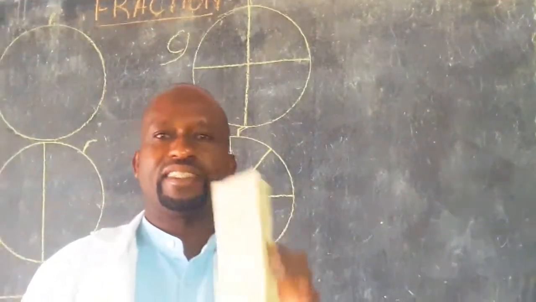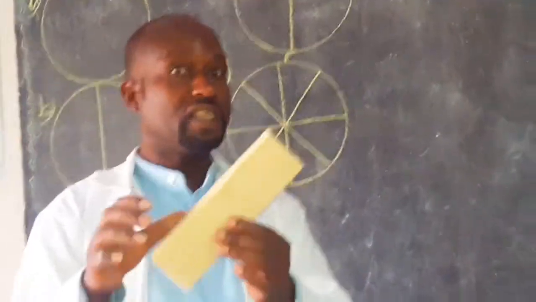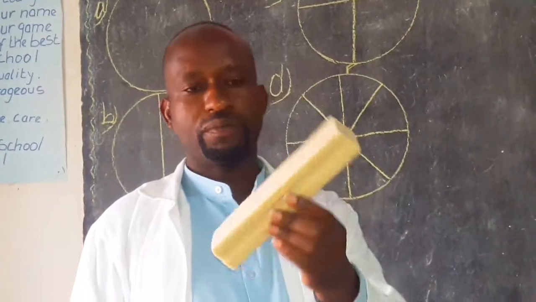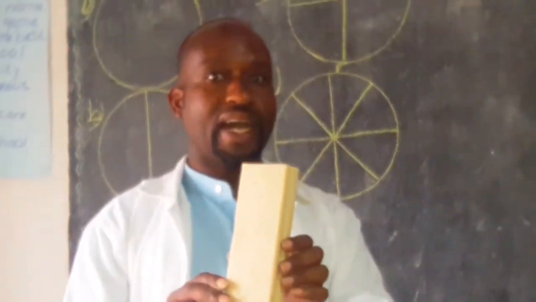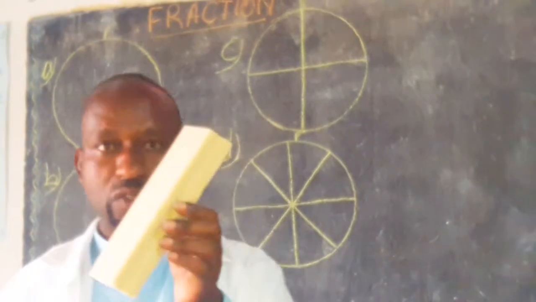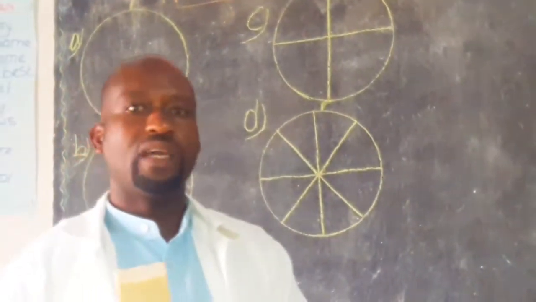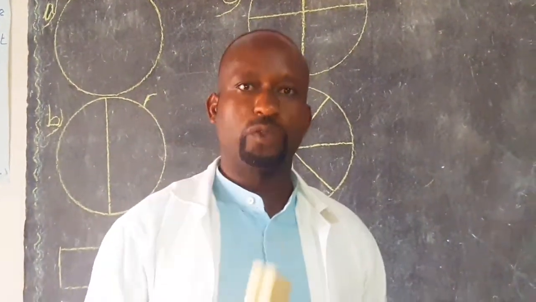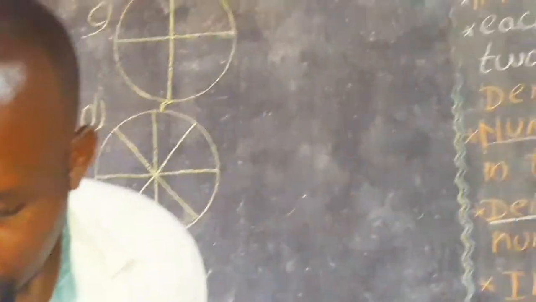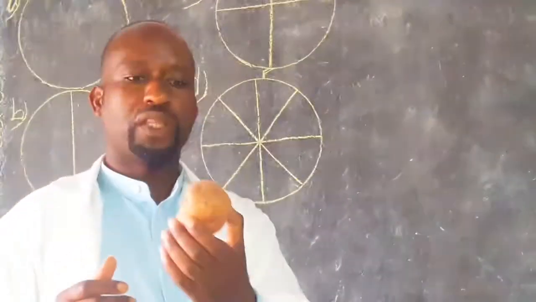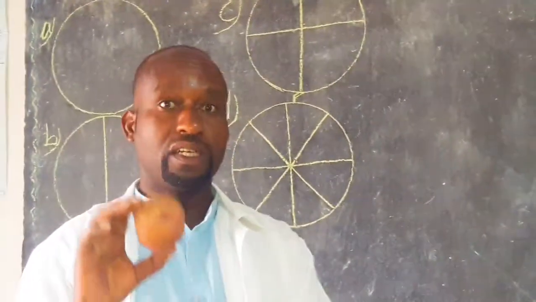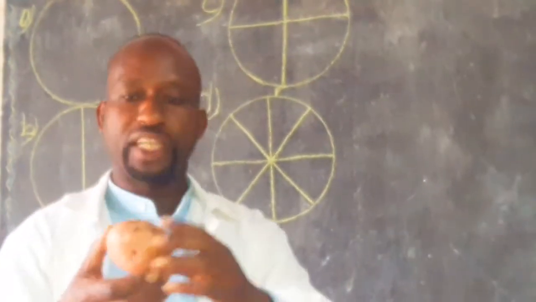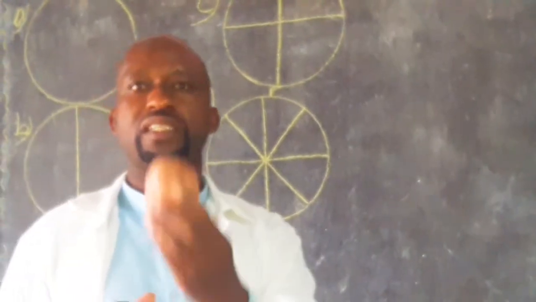Look here again. What am I having in my hands? This is a soap. How many soaps do I have? One soap. The whole number of soap is 1. Okay, good. Now, with my potato, I'm going to share this potato.